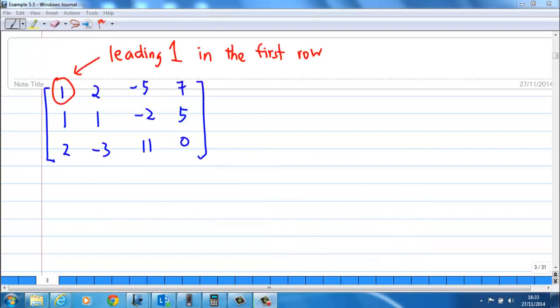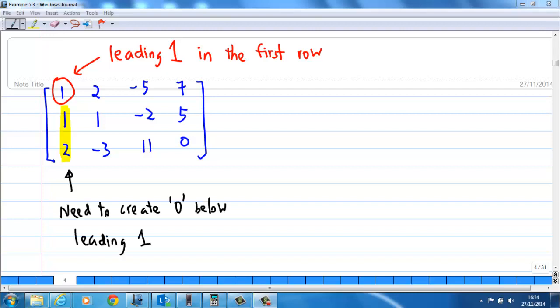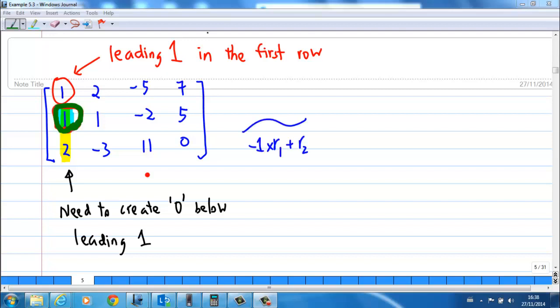For this augmented matrix, we find that the first non-zero entry in the first row is a 1. This happens to be a leading one in the first row. We then need to create 0 below the leading one. Let's try to create a 0 in second row, first column. We can achieve that by using first row times −1, then add it to the second row.